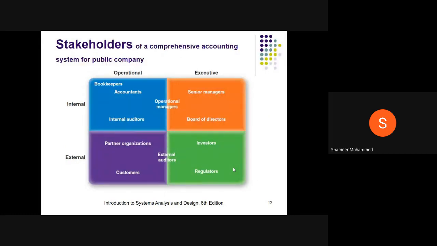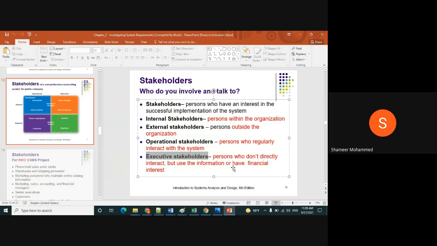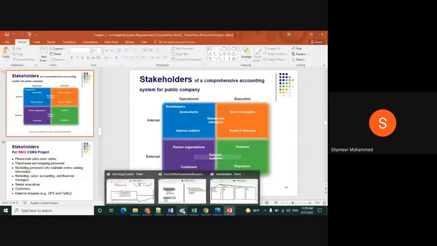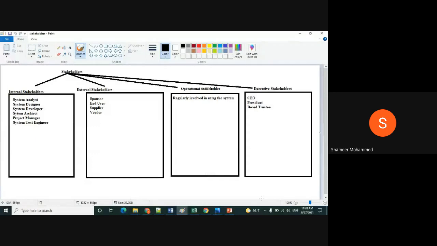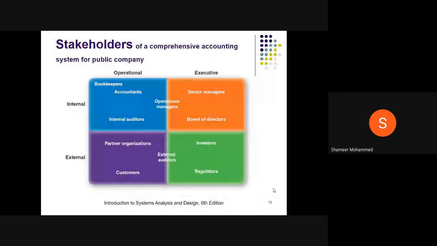This is the diagram. Whatever I explained, my own diagram I have given to you here. This one, stakeholders. So in your slides, it is given like this. Operational means like this: internal accountants, internal auditors, bookkeepers. Executive stakeholders are senior managers, board of directors, as I told you, trustees. External means outsiders like Omantel, Ooredoo. They are supplying services to the University of Technology and Applied Science, Sur, internet services.